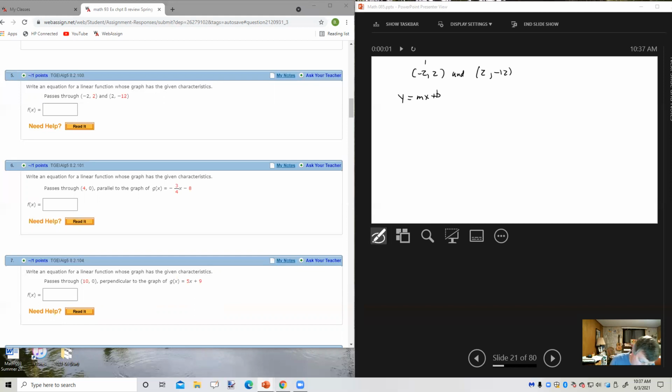the slope formula. So we'll call this point 1 and point 2. So this is x sub 1, y sub 1, and this is x sub 2, y sub 2. The slope formula says m equals y sub 2 minus y sub 1 over x sub 2 minus x sub 1. So the slope is, let's see, y sub 2 is -12, y sub 1 is 2, x sub 2 is 2, and x sub 1 is -2. So we get -14 over 4, which is -7/2. So that's going to go in here.